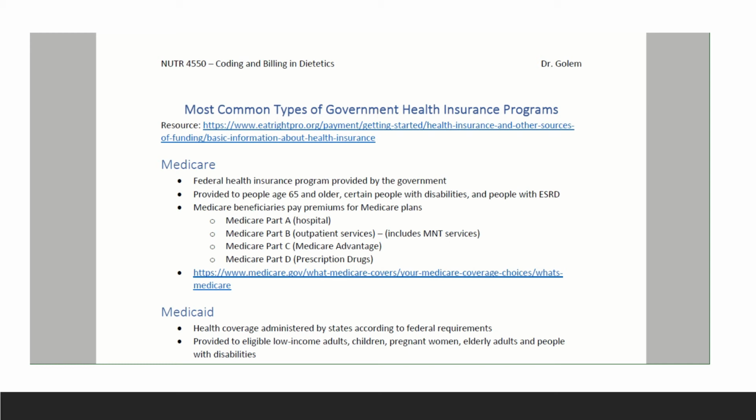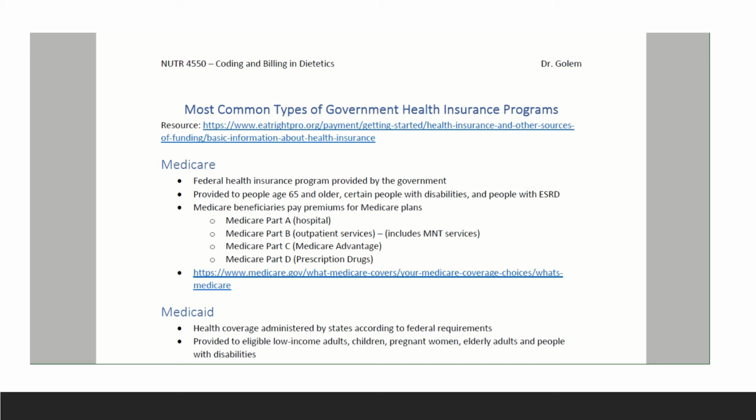So we have Medicare, which is a federal health insurance program provided by the government, so it's national, provided to people aged 65 and older, certain people with disabilities, and people with end-stage renal disease. Medicare beneficiaries pay premiums for Medicare plans, so they do pay for it monthly.